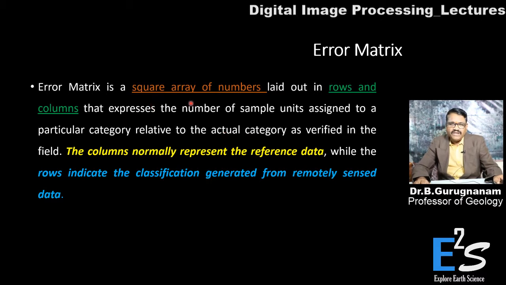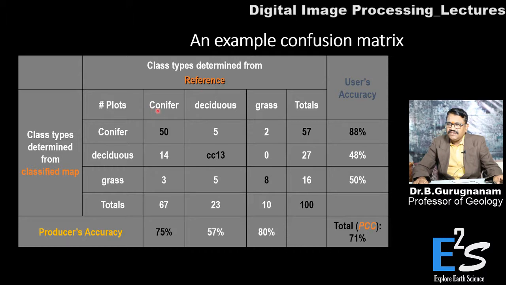You can make a square array of numbers, rows and columns. The columns normally represent reference data, and the rows represent the classified data. Here you have the objects: conifers, deciduous, and grass. The column is the reference data taken from the field, and this is the data classified by the pixel.